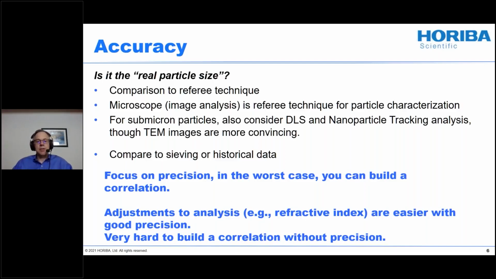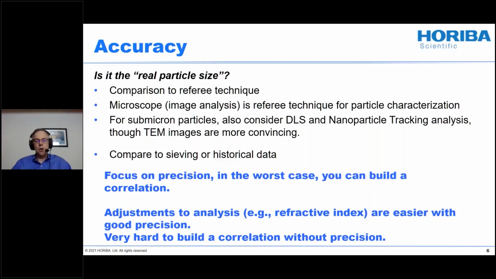You can also think about things like dynamic light scattering, or nanoparticle tracking analysis, NTA, or TEM for smaller particles. And sometimes people like to compare to sieving or other historical data. And sieving, of course, is the size of a particle that fits through a hole, which is probably the shortest dimension.